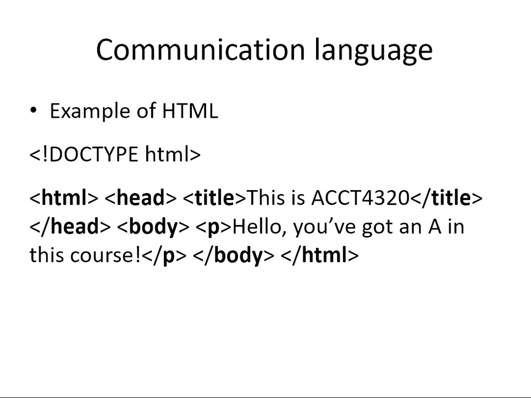And here we have an example of HTML. These enclosed in the brackets, we call them tags. Basically, they identify the characteristics of this information. So if you use a web browser to read this line of HTML, you're going to get information like this is Accounting 4320. Hello, you've got an A in this course.